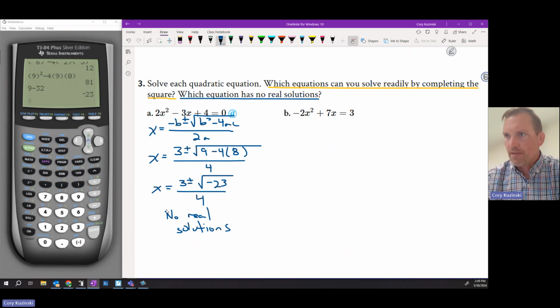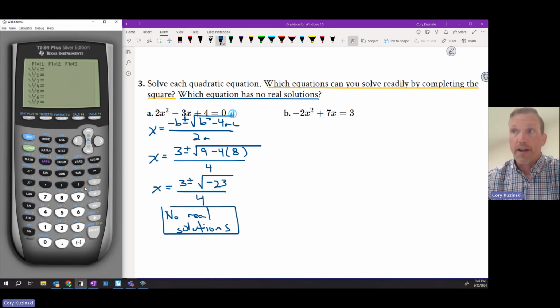So if we graph that, I should have graphed it first probably, right? But whatever, we need to make all these connections. So let's see, 2x squared minus 3x plus 4. This is not gonna ever touch the x-axis. There it is. All right, let's try the same thing on this one.